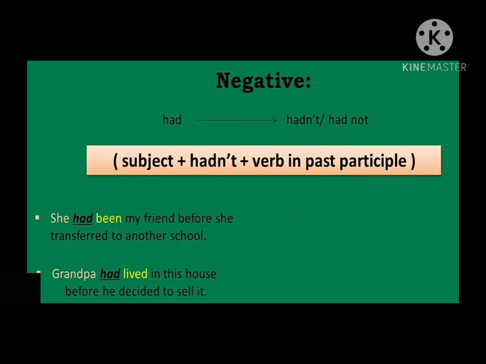How do we form a negative sentence in past perfect tense? That is subject plus hadn't or had not plus verb in the past participle, right? Let us change the following sentences into negative. She had been my friend before she transferred to another school. Here we have to add the negative word not. It should be done in this way. She hadn't been my friend before she transferred to another school, right?